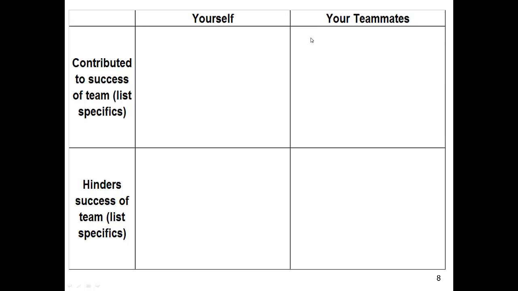But over here then, for your teammates, what did they do that contributed to the success of the team? Did they do anything that went over and above? Maybe they went and visited the office hour of the teacher to get some additional instruction or clarification. Maybe they went and collected some extra data at the site, etc. But list some specifics of what your teammates did that contributed to the success of the team. And then down here, what are some things that some teammates did that hindered the success of the team? And so bring this completed matrix in to class on Thursday.